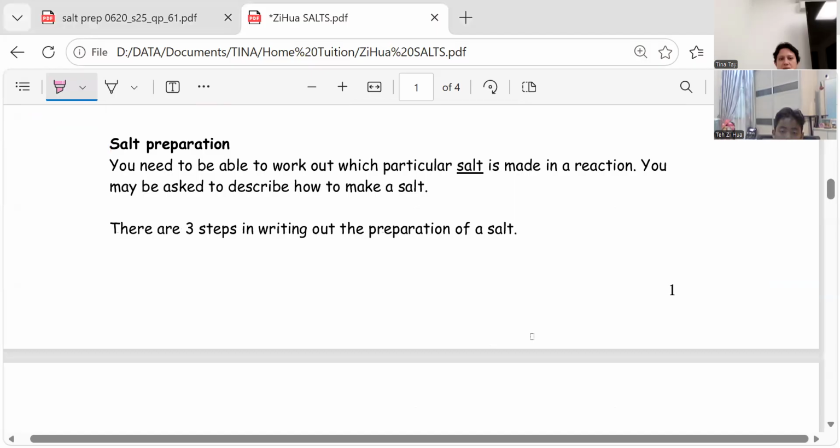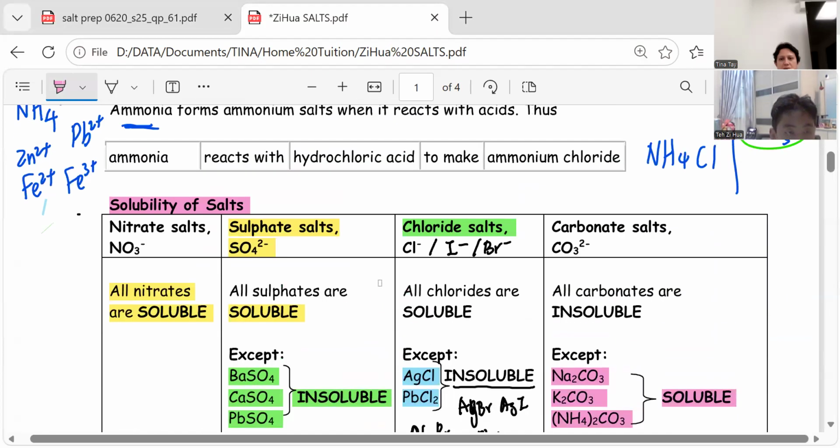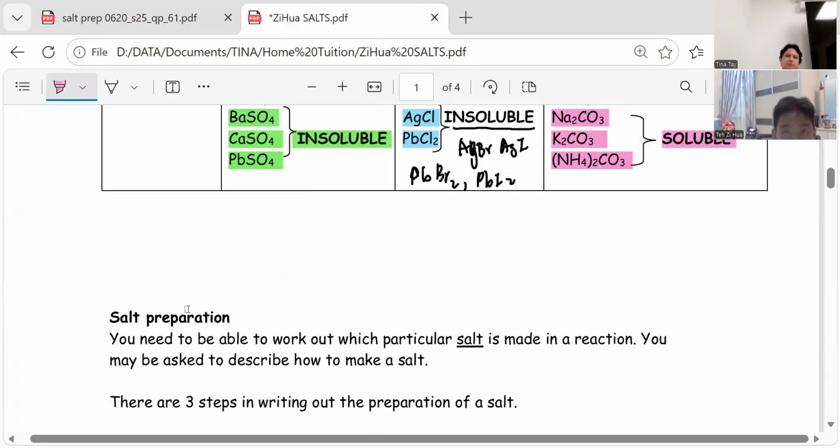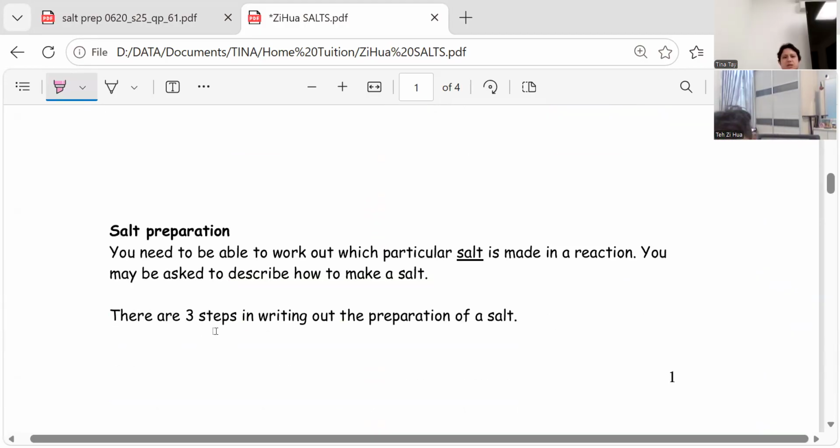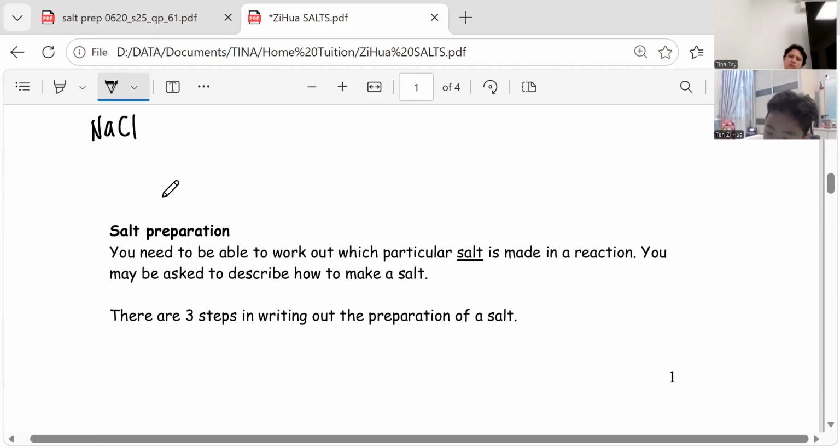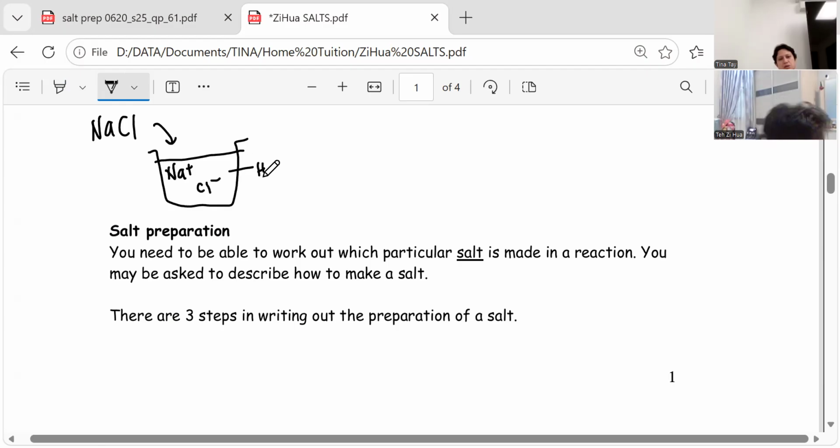Okay, ready? Now, what does soluble and insoluble mean? Soluble is like that. For example, sodium chloride, soluble or insoluble? Soluble. So it means that when it dissolves in water, it will separate to form sodium and chloride ions. So when you put the solid salt inside, it will so-called disappear because it's soluble.